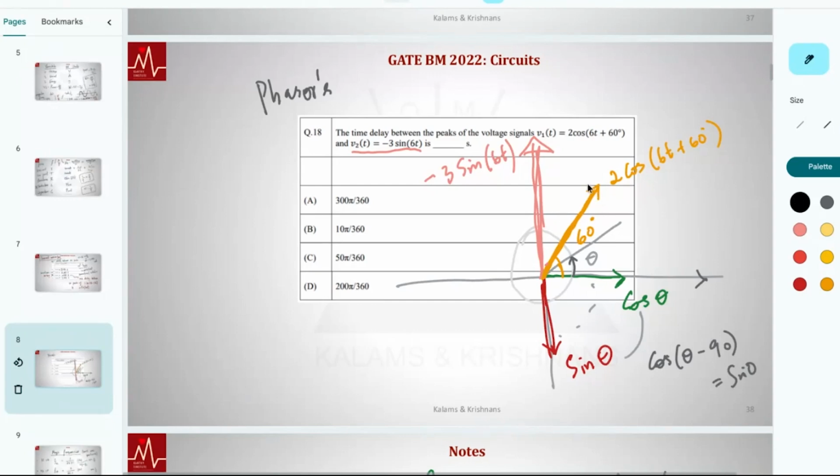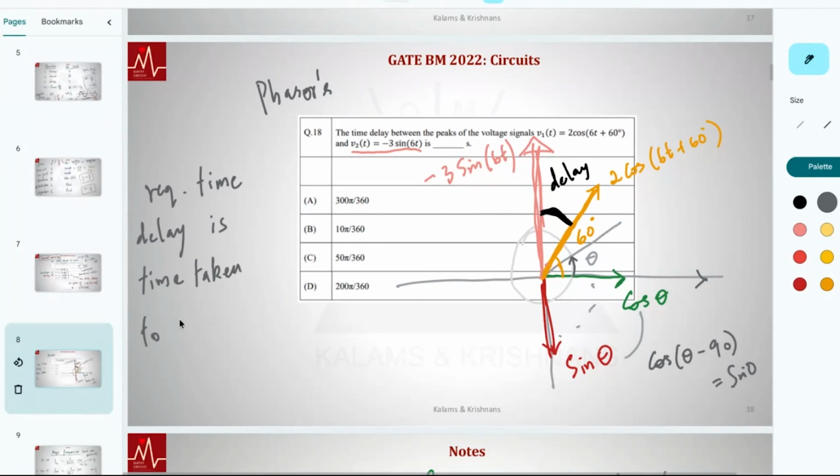So the yellow is oscillating around the circle. The rose is oscillating around the circle. The delay between them is the time taken for yellow to traverse. This is the required time delay, the time taken to traverse or move. What is the angle? 30 degrees. Traverse 30 degrees.